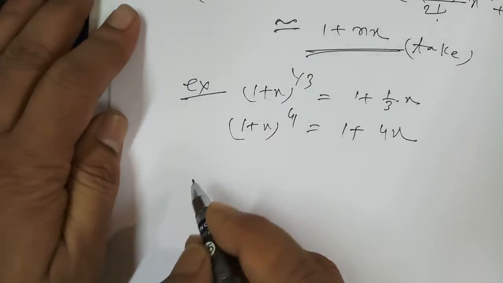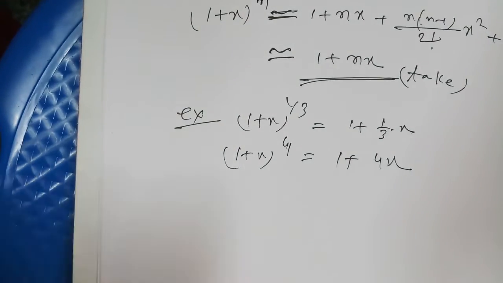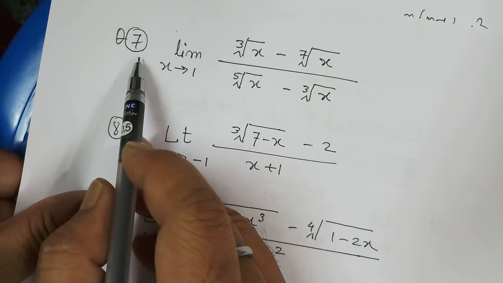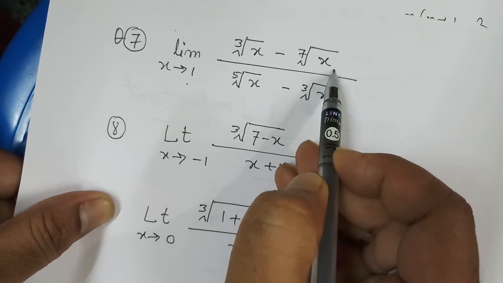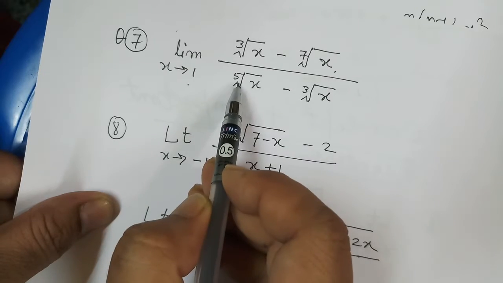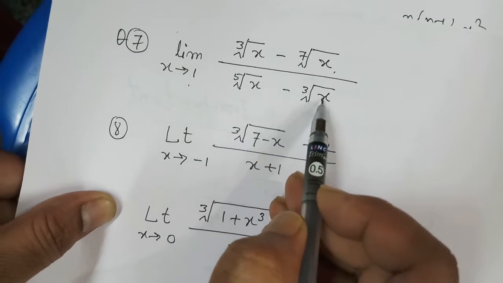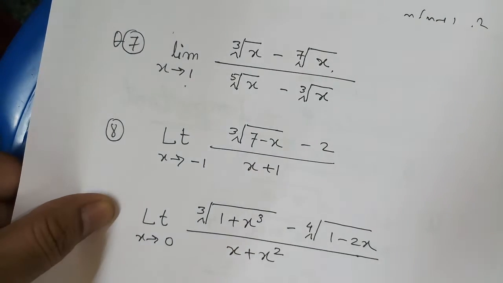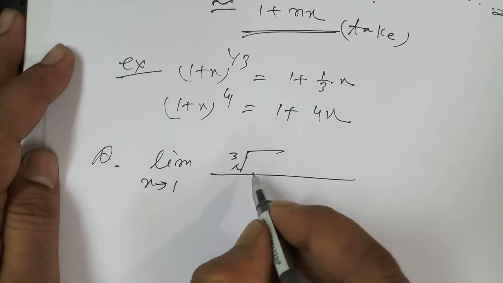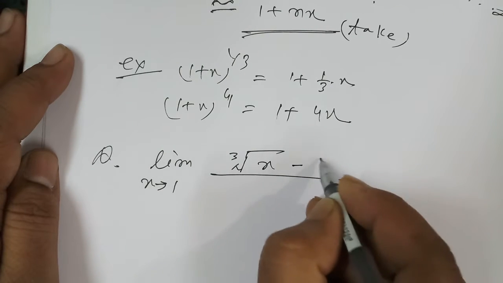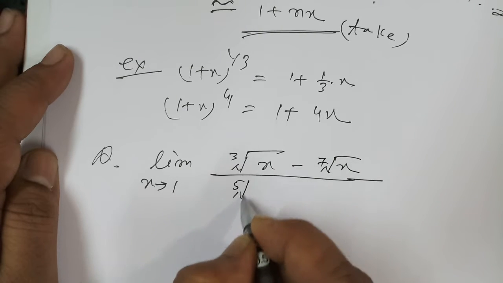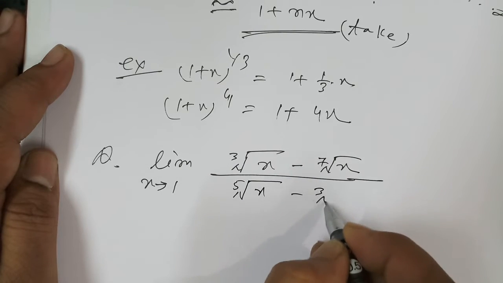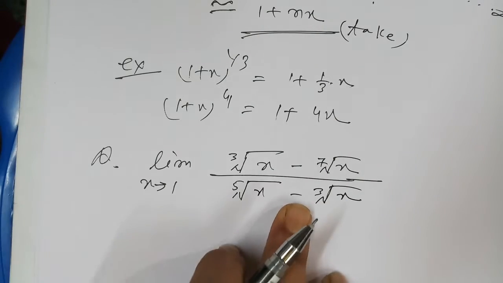Let's discuss question number 7. Limit x tends to 1, (cube root of x minus 7th root of x) upon (5th root of x minus cube root of x). Okay, so limit x tends to 1, (cube root of x minus 7th root of x) upon (5th root of x minus cube root of x). This is a very important question.